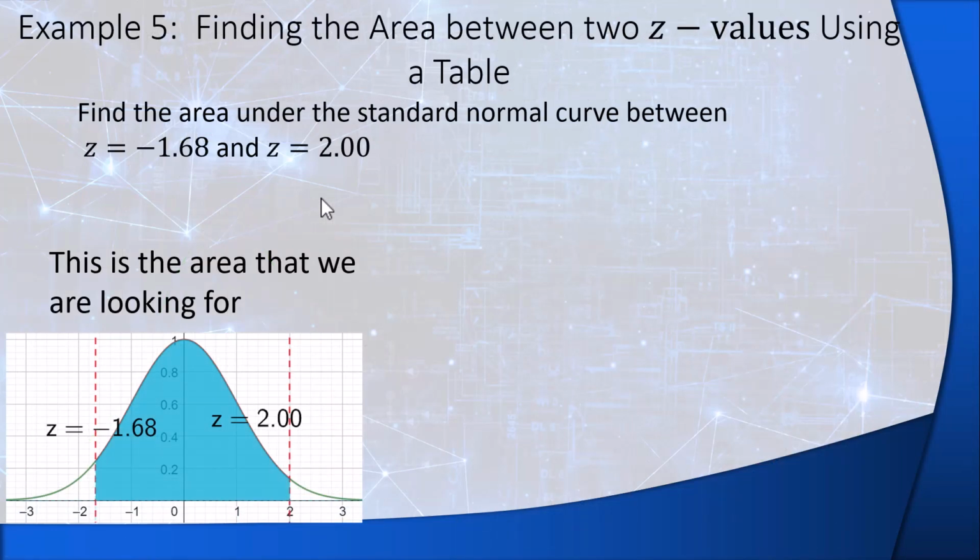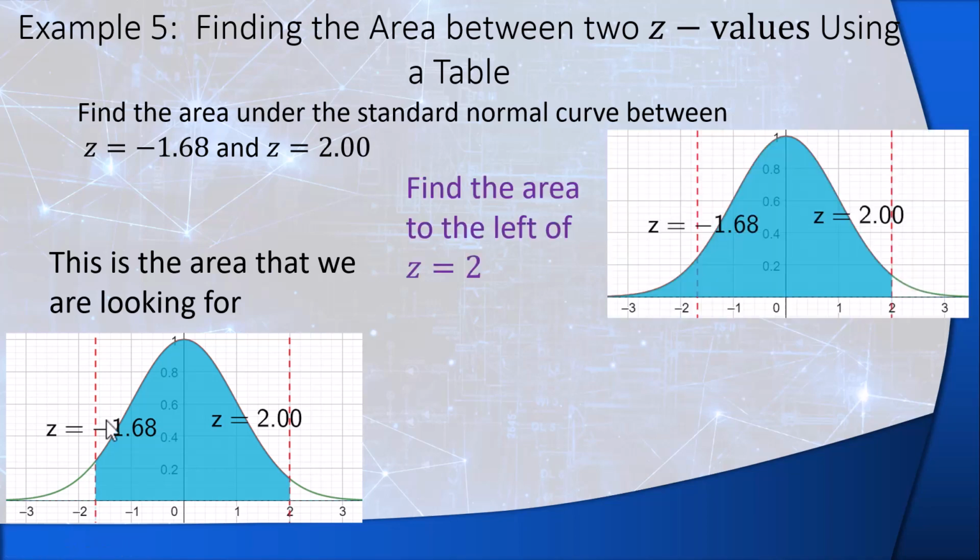And this brings us to our last topic, which is finding the area between two z-values using a table. So here we want to find the area under the standard normal curve between negative 1.68 and z equals 2. And so basically we want to compute all this area here, but we want to make sure that this area is excluded. So how are we going to do this?